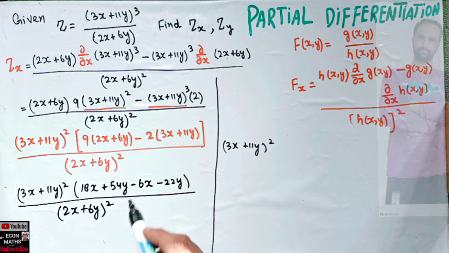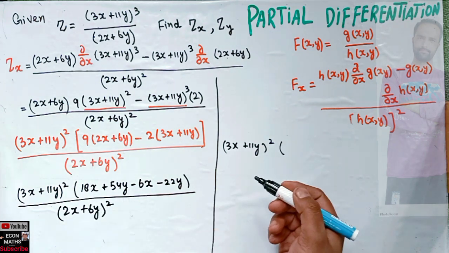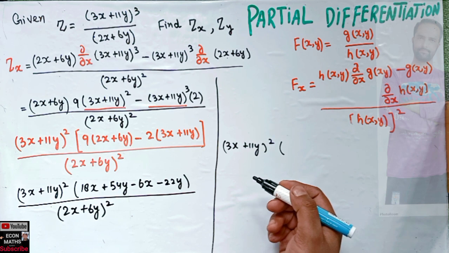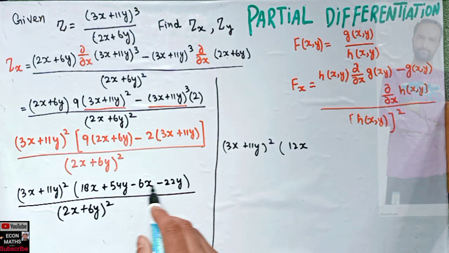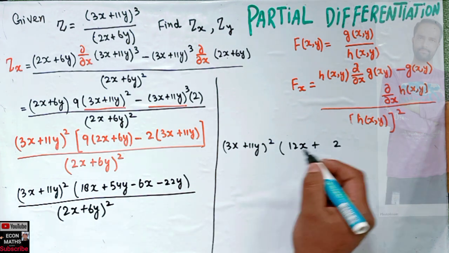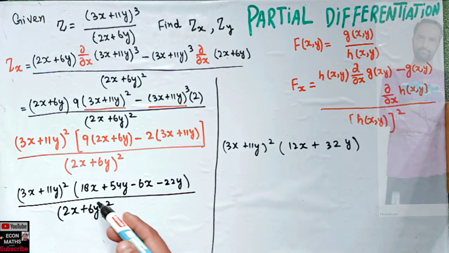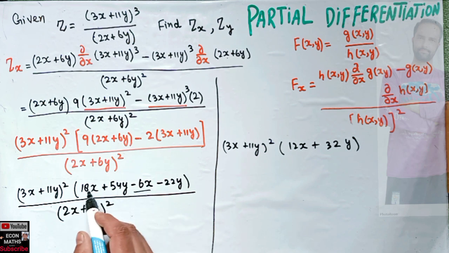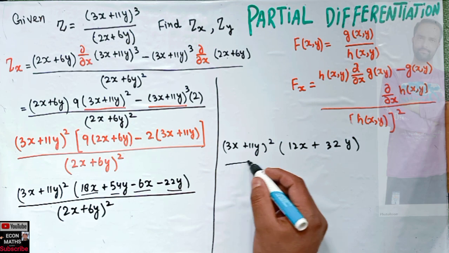Now 18 minus 6 is 12x. Okay, 12x. And 54 minus 22 is 32y. I have just subtracted the like terms. I have subtracted 6x from 18x and 22y from 54y, and I got this.